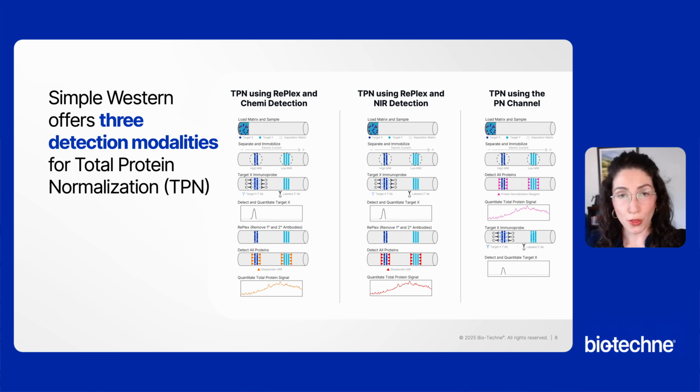Bio-Techne offers 3 approaches to total protein normalization on Simple Western, each with its own distinct advantages. Depending on your sample type or required range, one method may be better suited than another. Having multiple options ensures that you can select the most appropriate approach for your experiment, making your Simple Western instrument more versatile and adaptable to different workflows.